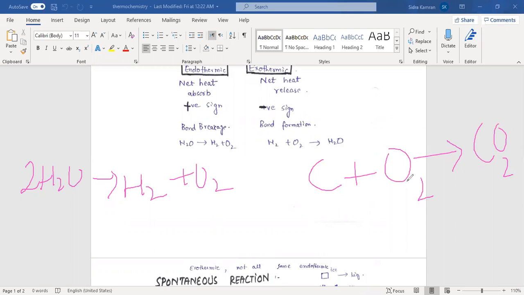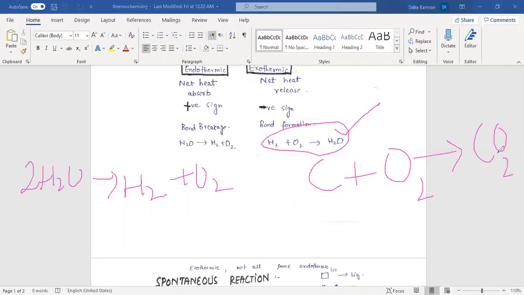Another example: if you are making a water molecule by combining hydrogen gas and oxygen, this is also an exothermic reaction, while making a bond, forming a bond. So the reaction is exothermic.